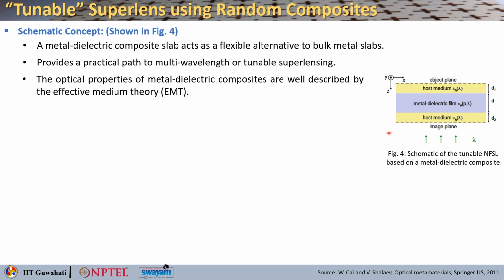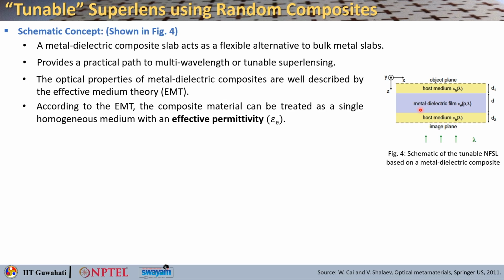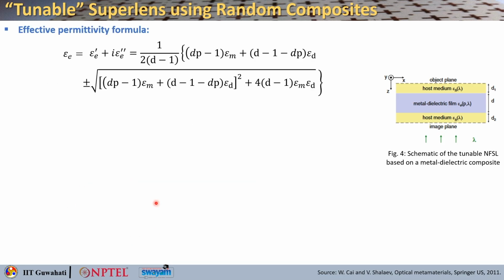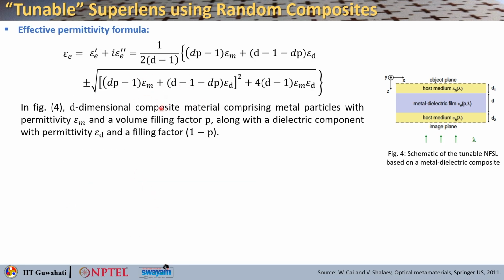The optical properties of this metal dielectric composite can be described using effective medium theory, which you have discussed earlier. You can treat this composite as a homogeneous medium with a permittivity epsilon E. How you obtain this permittivity epsilon E depends on the metal and dielectric permittivities and also the volume fraction. We can see in detail how you get this.